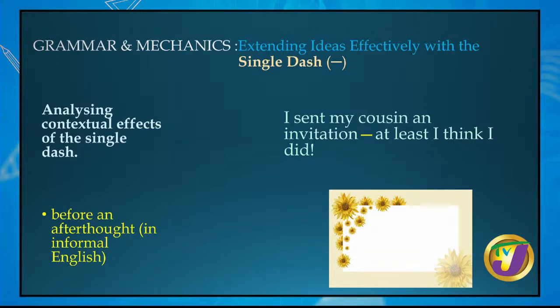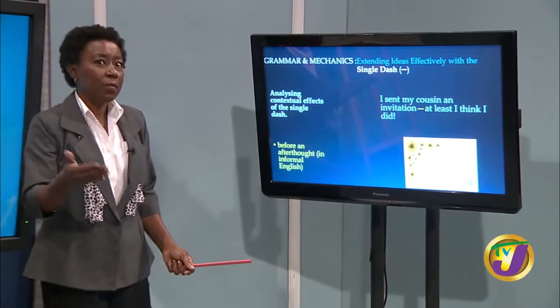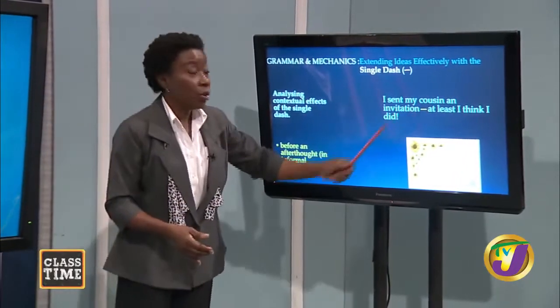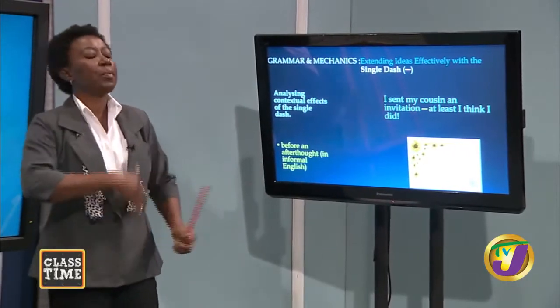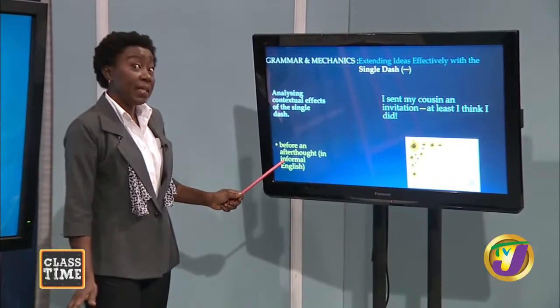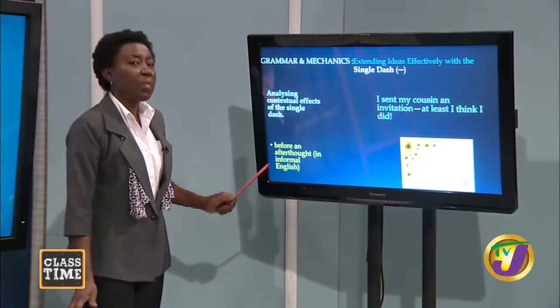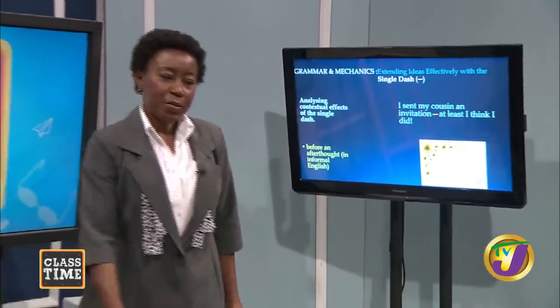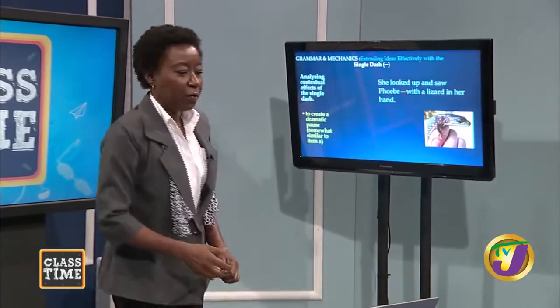But for some reason, you doubt yourself. You are so busy, maybe you don't even remember quite with certainty. So you said, oh, at least I think I did. Okay, then? So you're writing a friendly email or something friendly. You can also use the single dash to provide more information. And in this case, an afterthought, you want to add an afterthought to the thought that has gone before. So that's one of the usages.